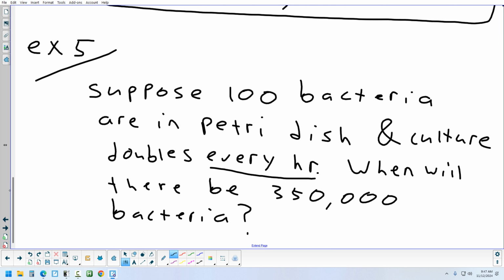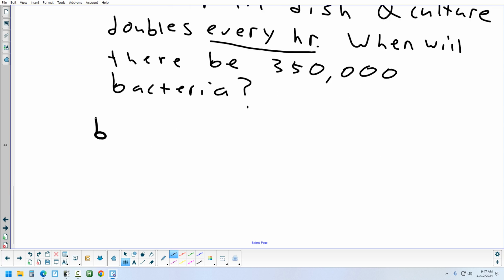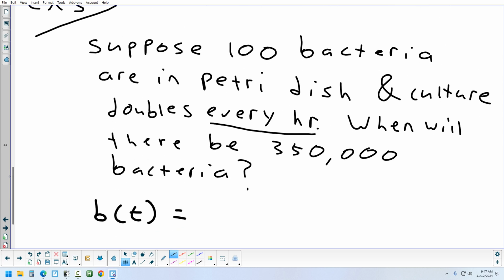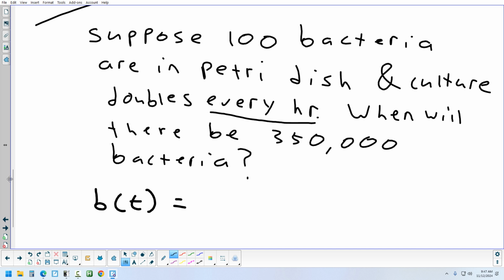Let's look at this one. Suppose 100 bacteria are in a petri dish. When will there be 350,000? Okay, I just want to set it up because I think once we set it up, solving it is exactly the same as the population problem with the town. So what would be my formula for the amount of bacteria as a function of time? Okay, what do we start with?